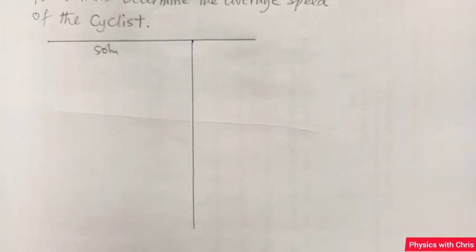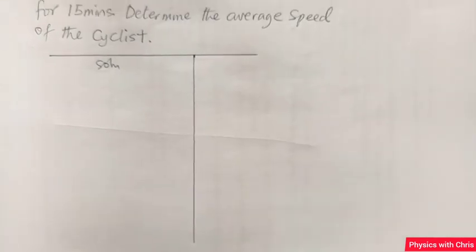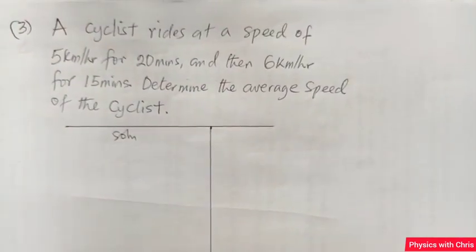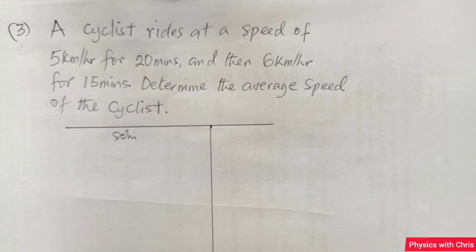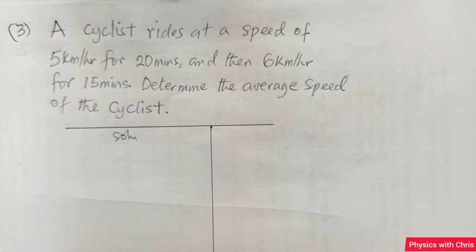Now, this other question says a cyclist rides at a speed of 5 km per hour for 20 minutes and then at a speed of 6 km per hour for 15 minutes. We are to determine the average speed of the cyclist.